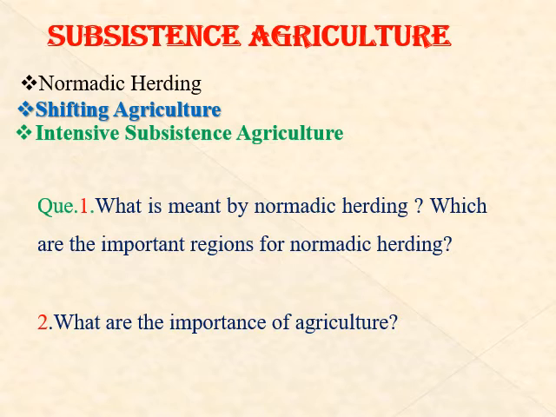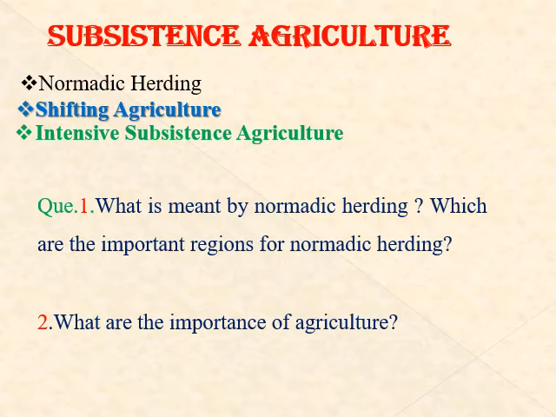Although the nature of this agriculture has changed and in many areas it is no more subsistent, still the term intensive subsistence is used to describe the agriculture practiced on small plots of land in thickly populated parts of the world. Especially it is prevalent in the monsoon regions of South East and South West Asia.